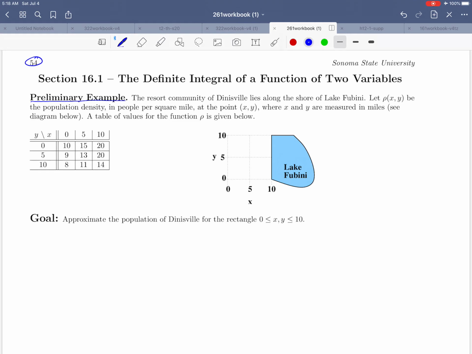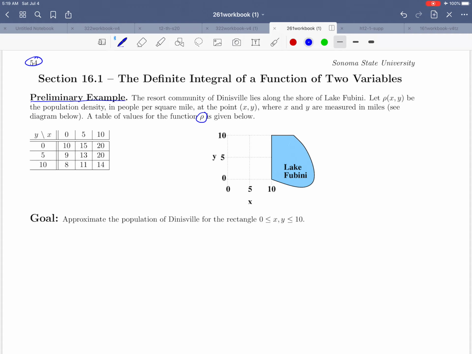Let's read this together. So the resort community of Deaniesville lies along the shore of Lake Fubini. Let rho of x,y be the population density in people per square mile at the point x,y, where x and y are measured in miles. Okay, and a table of values for this function is given below. Now, maybe one comment just on notation. You heard me use the word rho when I read that. That letter looks like a P, but actually it's a Greek letter rho. You're welcome to call it P if you want to, but I'm going to call it rho.